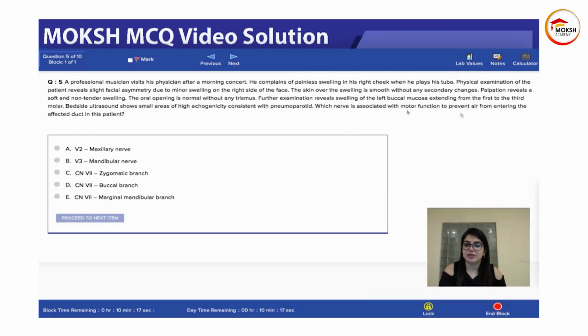Which nerve is associated with motor function to prevent air from entering the affected duct? You only get 90 seconds per question in your exam. And trust me when I tell you that in exam, your clinical vignette is going to be double than this. You really need to work upon your reading speed.